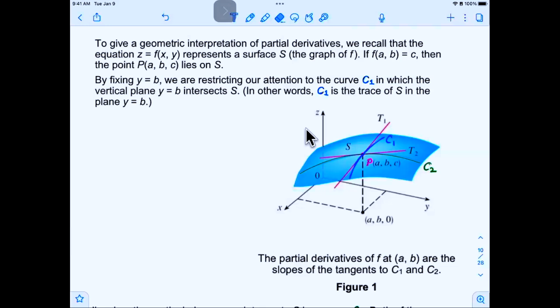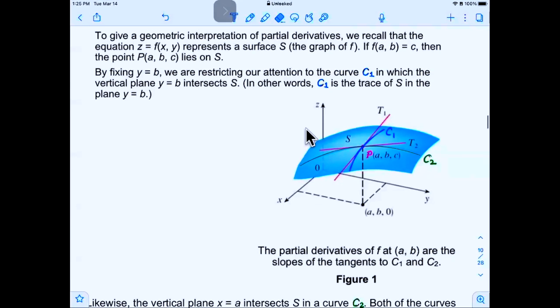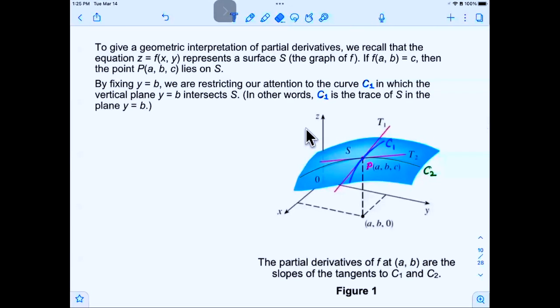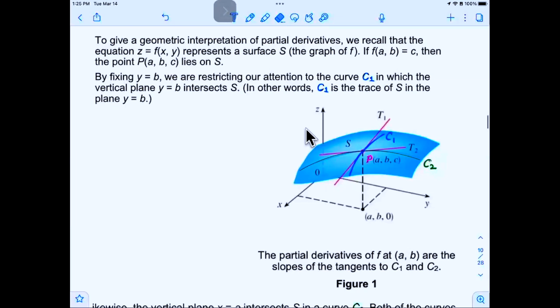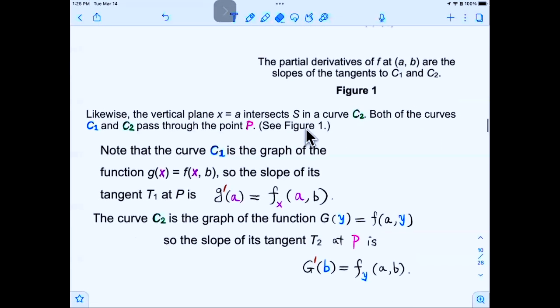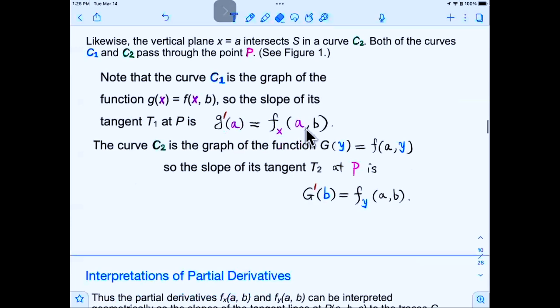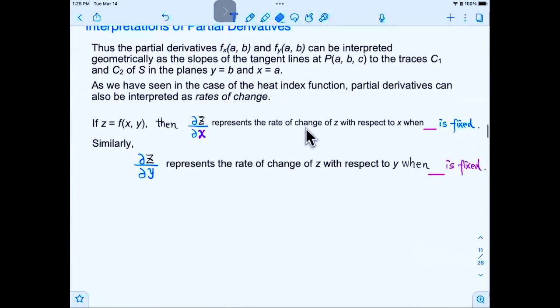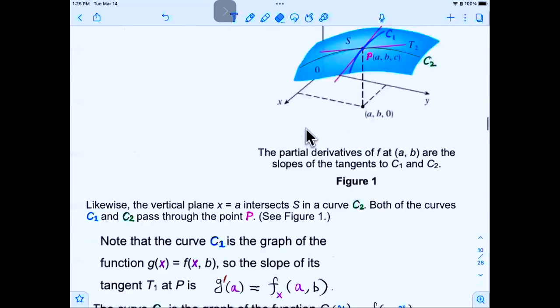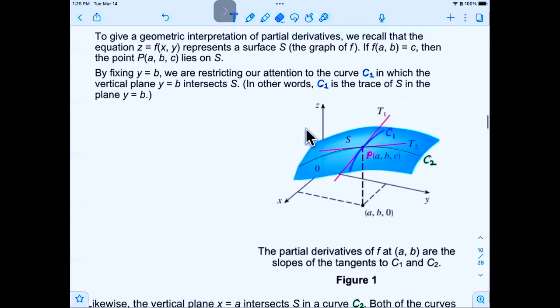Now, what happened to the other one? Partial derivative with respect to y. So what is this one? This is the partial derivative with respect to x at (a, b). Then the partial derivative with respect to, similarly, okay.